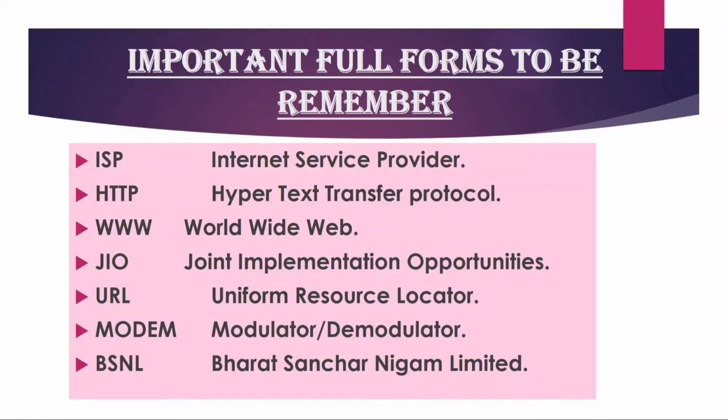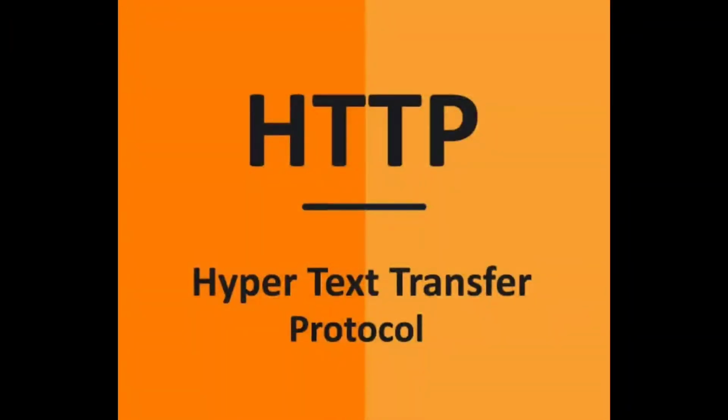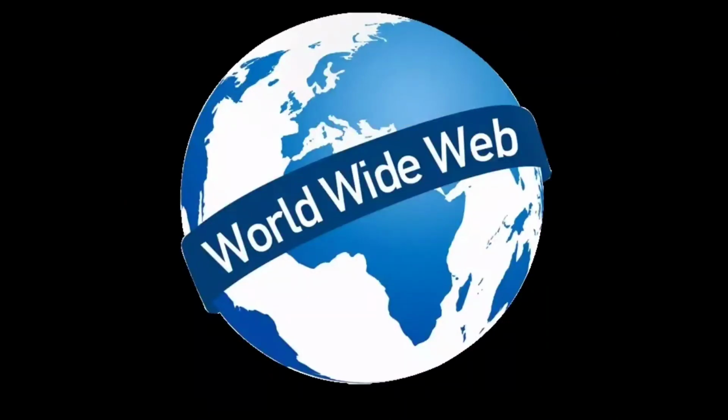Now I am going to tell you the important full forms to be remembered which are used in this chapter. There are mainly 7 important full forms which you can remember. The first one is ISP, that is called Internet Service Provider. The second is HTTP, meaning Hypertext Transfer Protocol, where you write the URL as HTTP colon, remember. The third one is www, that stands for World Wide Web. It is used to search all things worldwide.